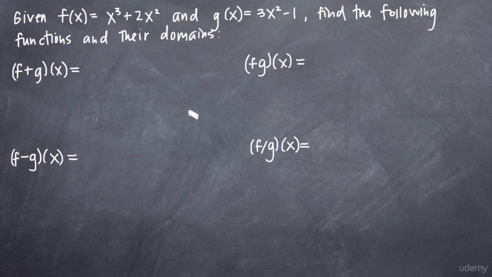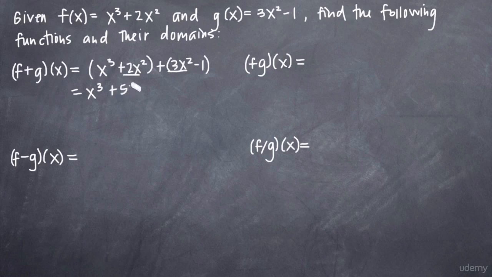So let's go ahead and start with f plus g of x, and this is going to be really simple. When we add functions together like this to find a combination of these functions, we'll just add f and g together. So f here is x cubed plus 2x squared, and g of x is 3x squared minus 1, so we'll add 3x squared minus 1. And now we just need to simplify that. As you can see, we'll get x cubed. When we add 2x squared and 3x squared together, we'll get 5x squared, and then of course our negative 1.